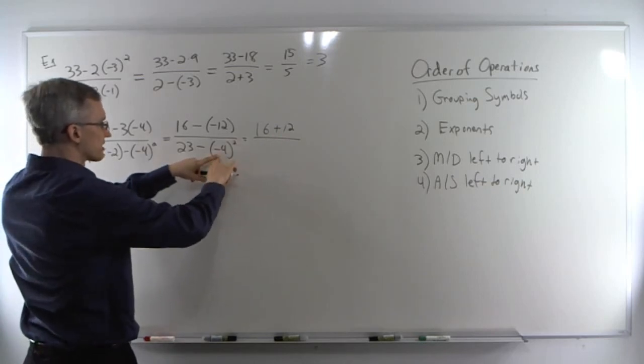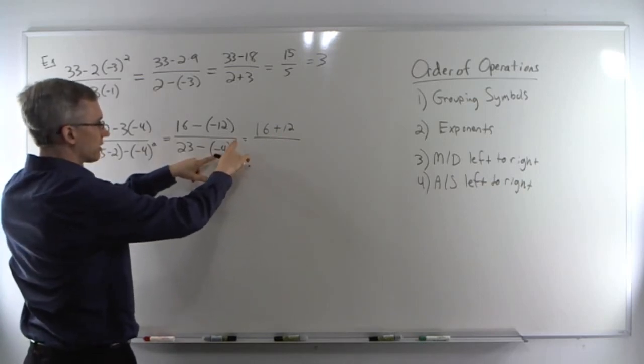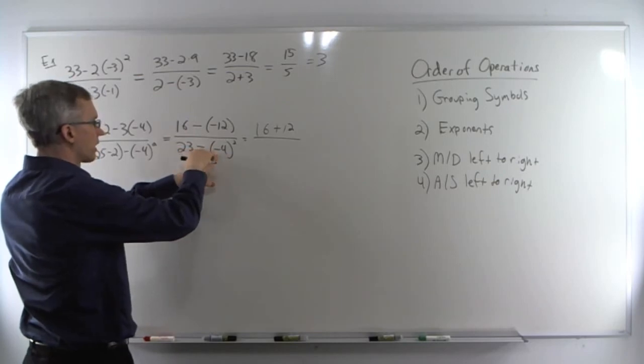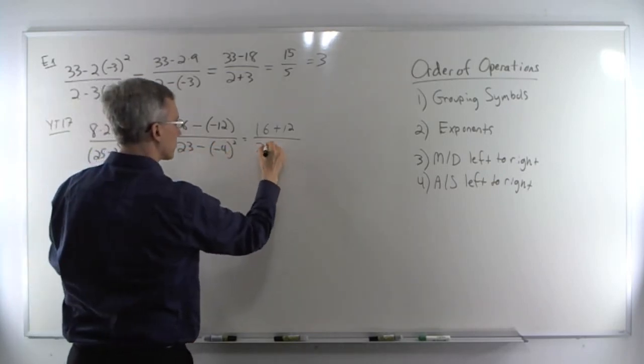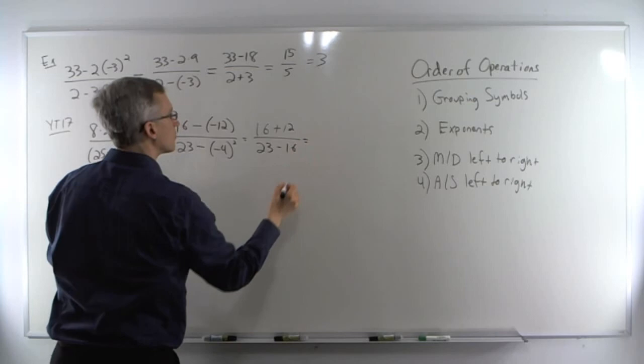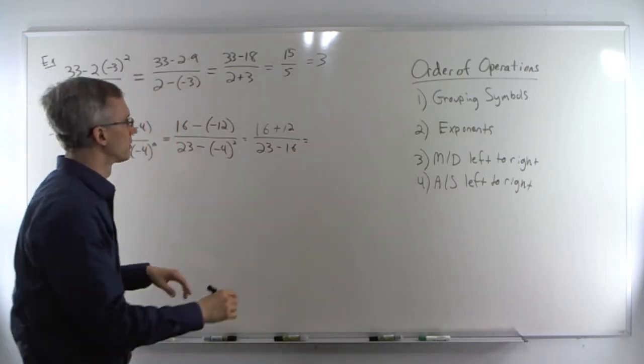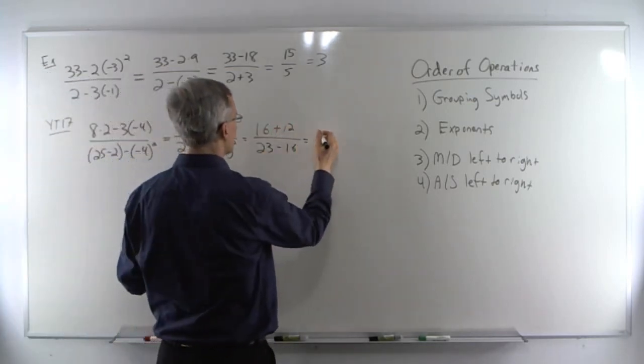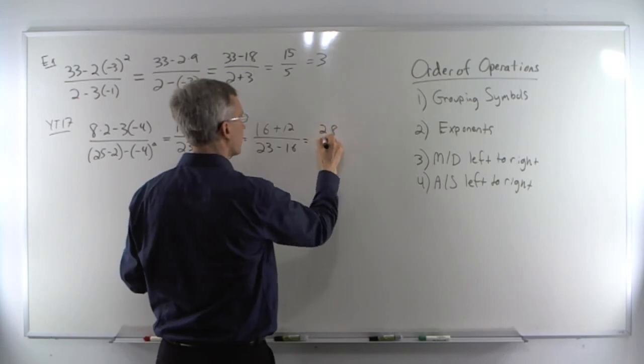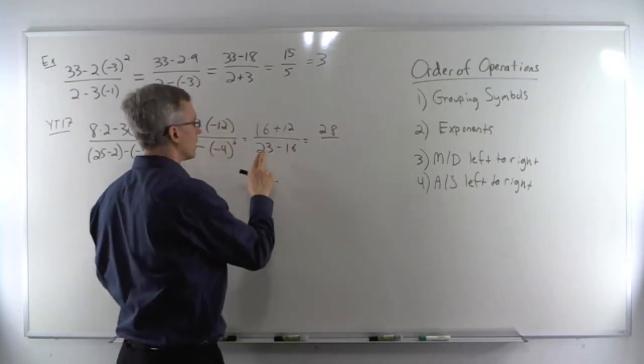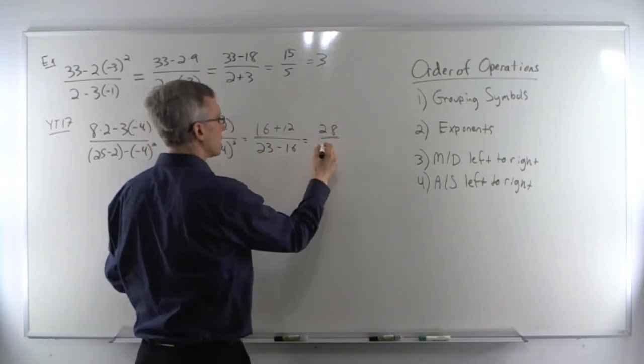Negative 4 squared is 16. It's going to be positive 16 here. So we've got 23 minus positive 16. And now we can finish up. You got 16 and 12 gives us 28 on top. And then 23 minus 16 is 7 on the bottom.